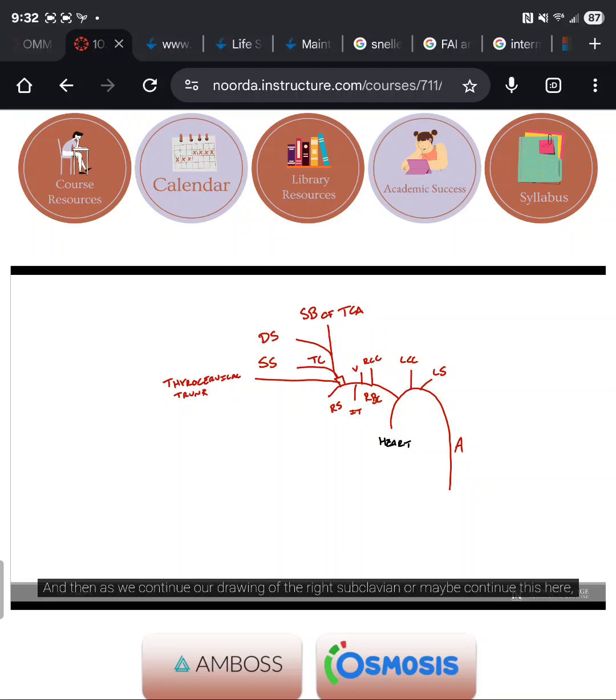And then as we continue our drawing of the right subclavian, I'll maybe continue with this here. The right subclavian eventually is going to hit this landmark. So I'll kind of draw it right here. So this is going to be the first rib.